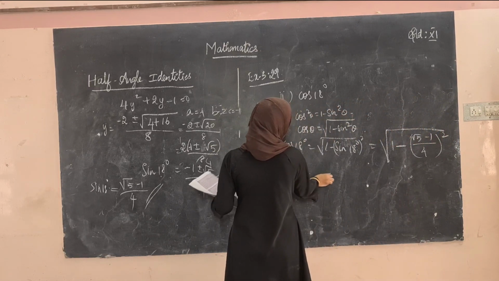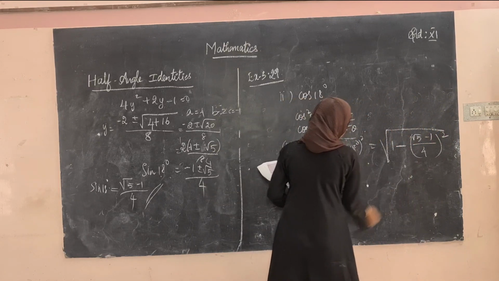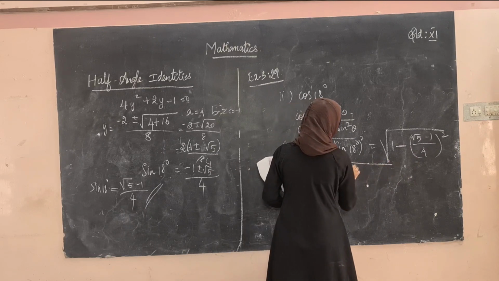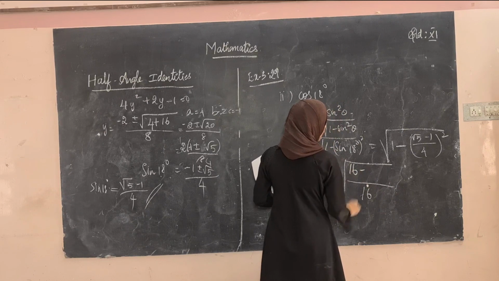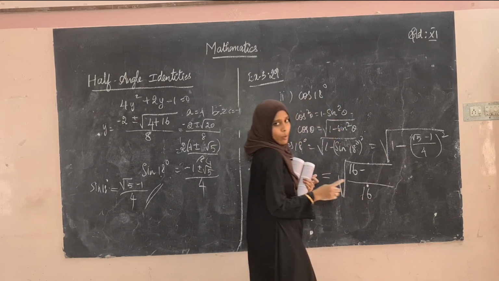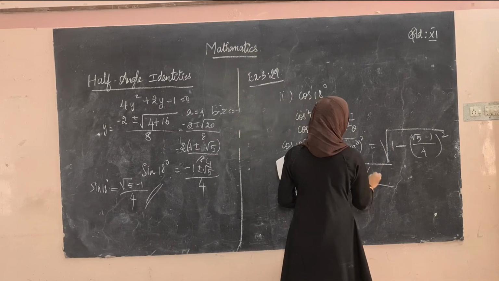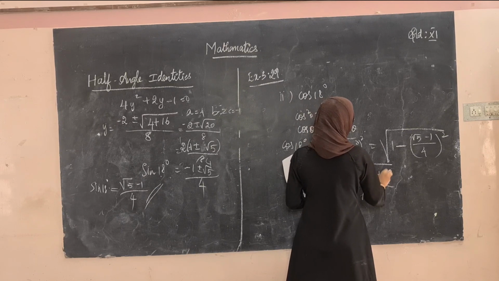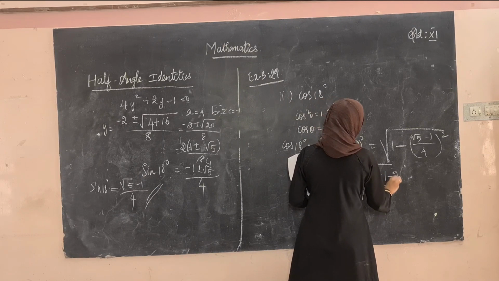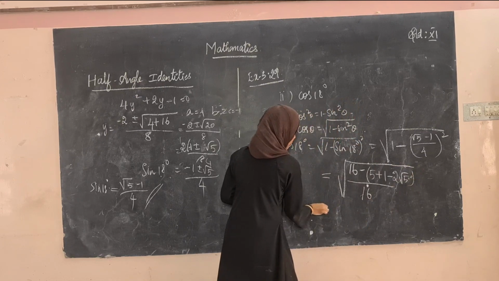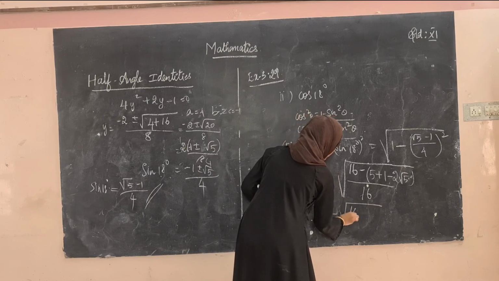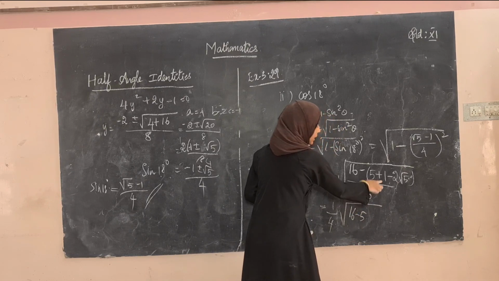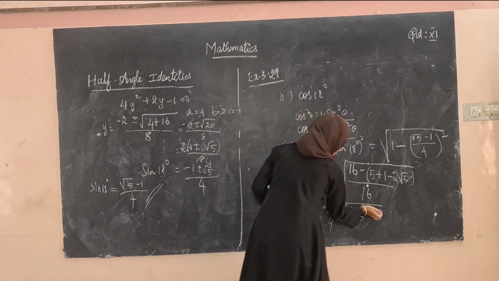Which is equal to, so this is 16. Taking LCM, 16 minus the square of root 5 minus 1, all over 16. The square of root 5 minus 1 is in the format of a minus b the whole square: a square plus b square, that is 5 plus 1 minus 2 into root 5. So take this 16 outside, it will be 1 by 4 square root of 16 minus 5 plus 1, so this is 6, right? So it becomes minus 6.